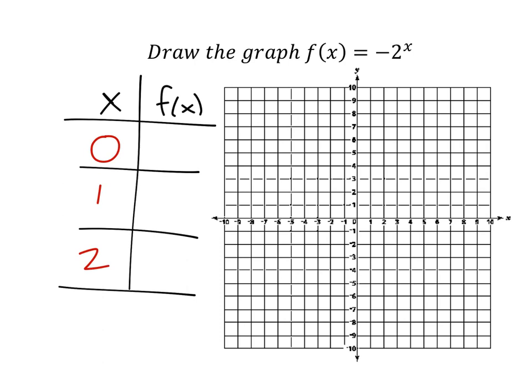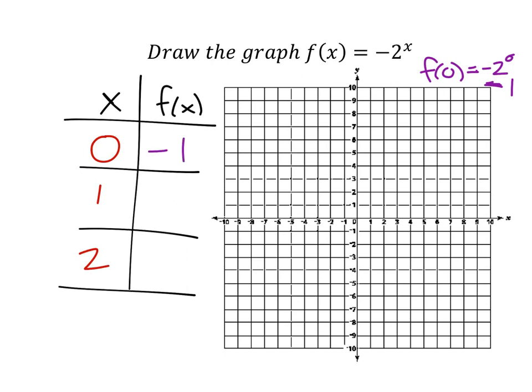So when x is 0, then f of x would be f of 0, which is really negative 2 to the power of 0. And we've gone over exponential rules, or exponent rules. Anything to the power of 0 is 1. But this is the opposite of 2 to the power of 0, right? So it's really the opposite of 1. So that would be negative 1 right there.